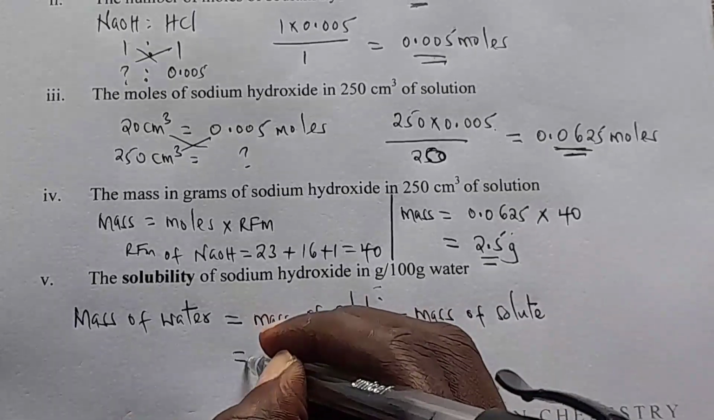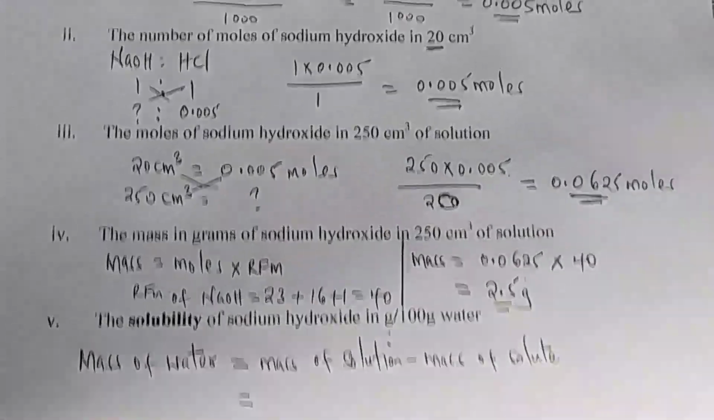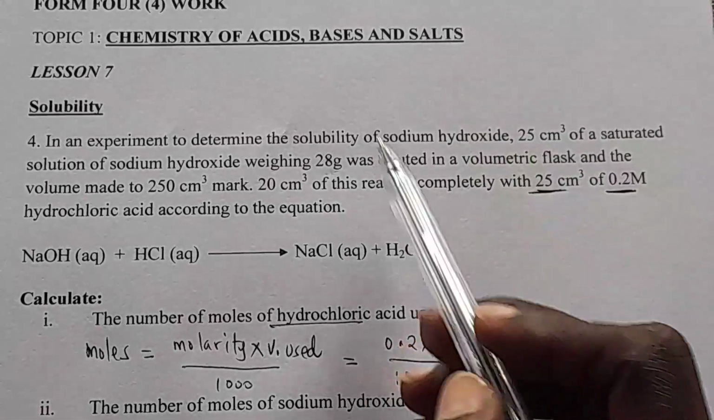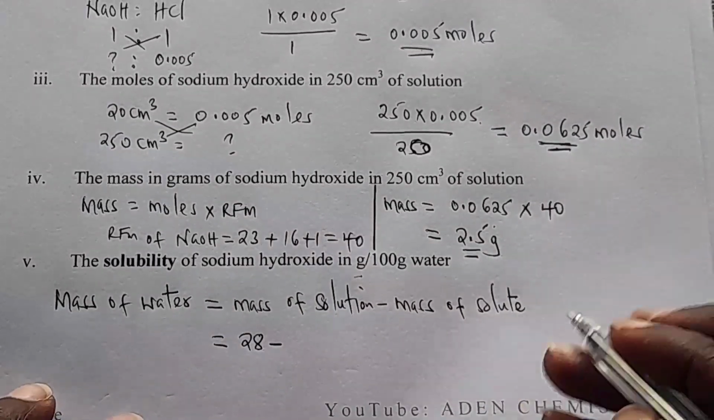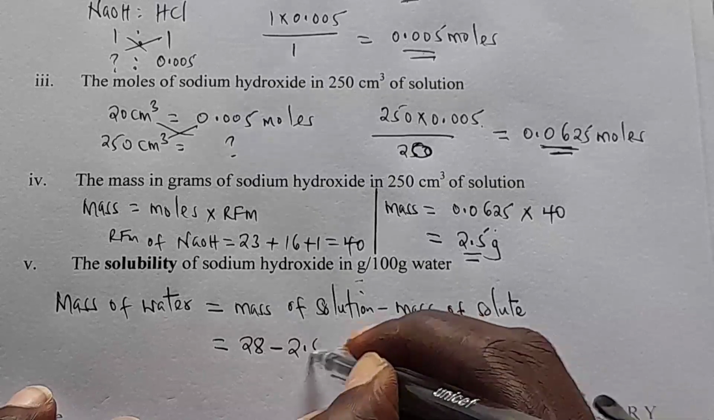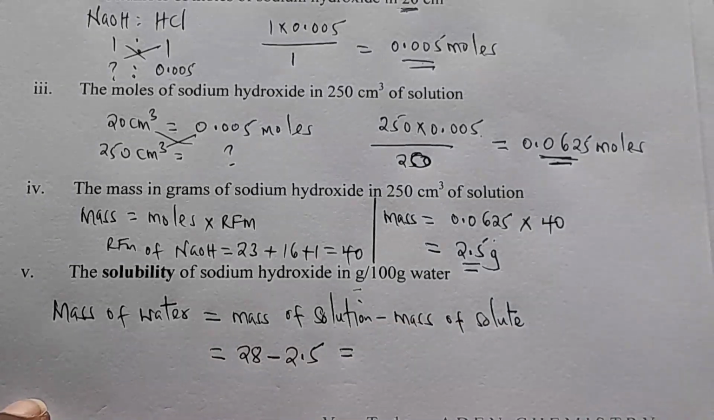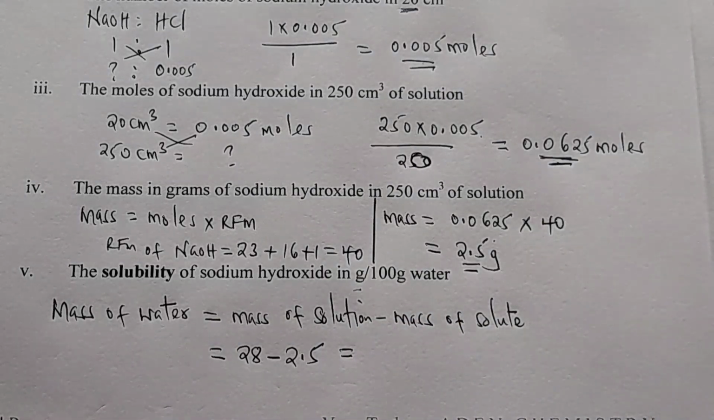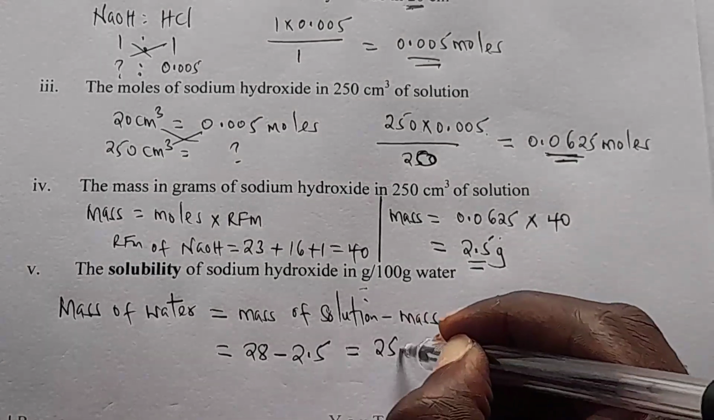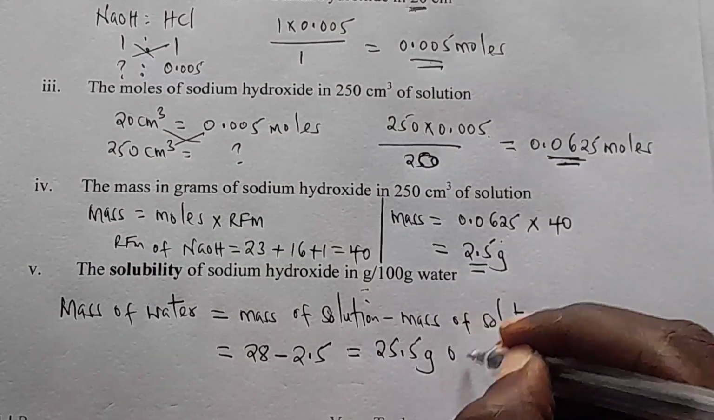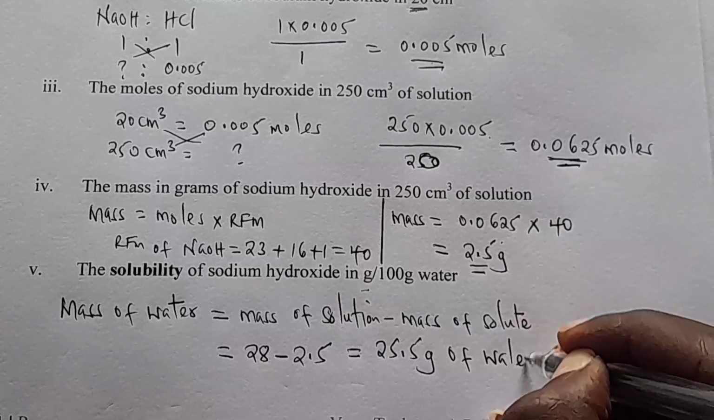minus mass of the solute. So in our case here, the mass of the solution is the one that we are given here, 28 gram. So we say 28 minus, what about the mass of the solute? The mass of the solute is 2.5. So what are we going to get when we subtract these two? We are going to get 25.5 gram of solvent, that is water.